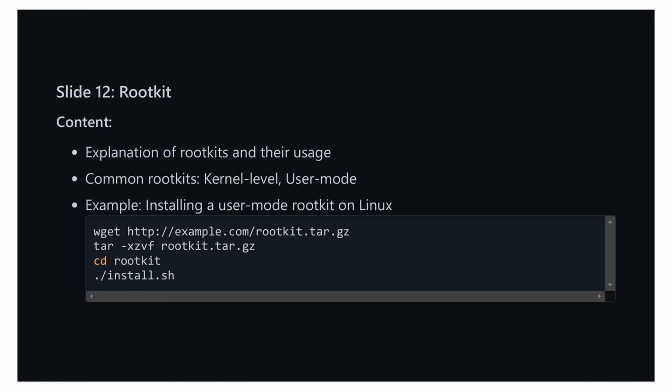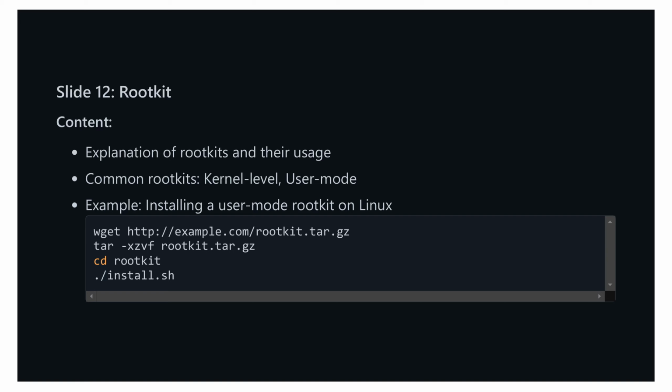Kernel-level rootkits operate at the core of the operating system, potentially providing the attacker with the most powerful means of control. These rootkits are deeply embedded into the kernel, making them very difficult to detect and remove. They often modify system calls, which allows them to intercept and alter system activities in real time. User-mode rootkits, on the other hand, run with regular user permissions.